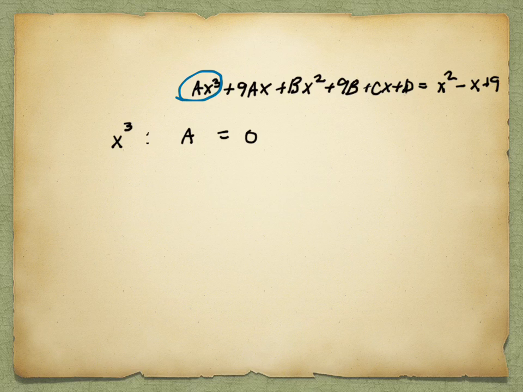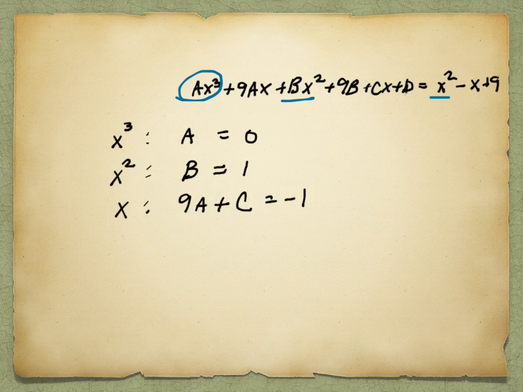Sure. Let's do x squared terms. What x squared terms do we have? Just b and 1 on the right, so b is 1. Hey, we're just trucking right along. How about my x terms? What x terms do I have? 9ax, so 9a, and c, and what does it have to equal? -1, but notice if a is 0, which it is, what is c?